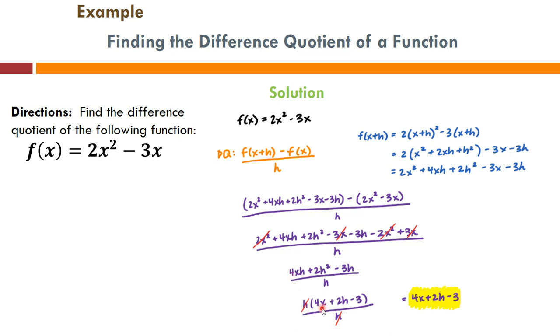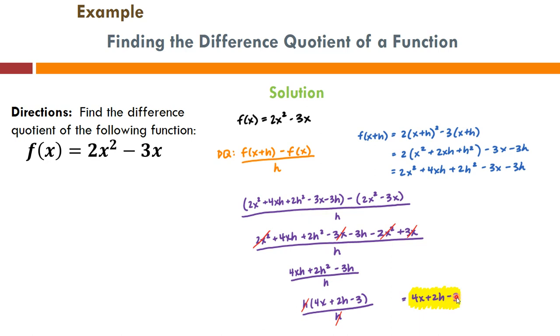When I do that, it leaves me with 4x plus 2h minus 3. And since I factored out this h now, this h will cancel with the denominator, which is our goal. I know that I'm finished when I can get rid of the h in the bottom. And so my answer is what remains, which is 4x plus 2h minus 3.